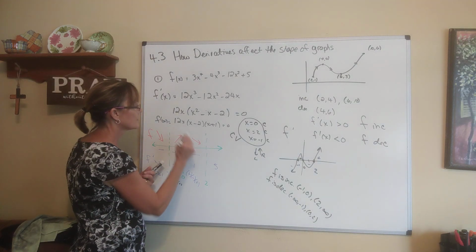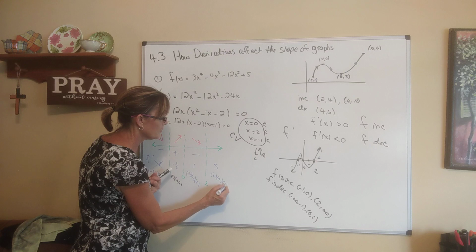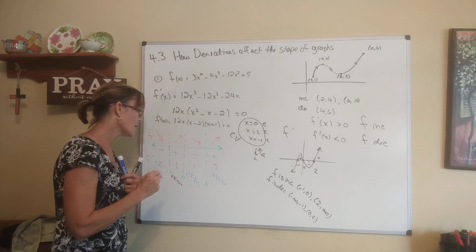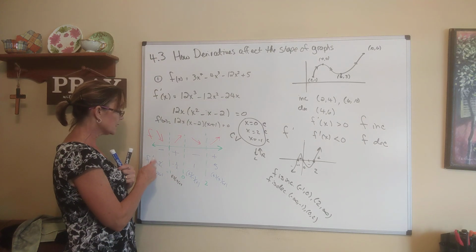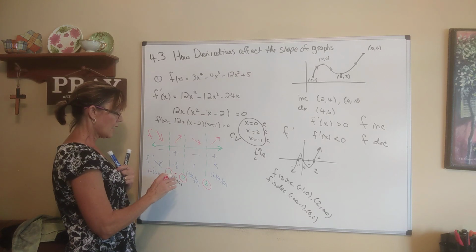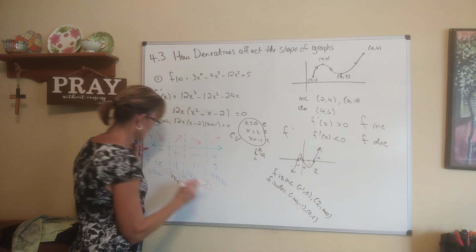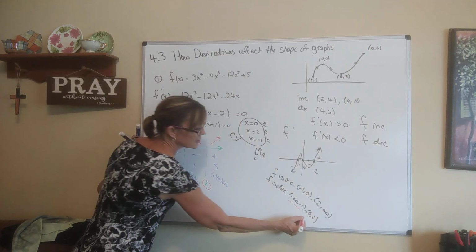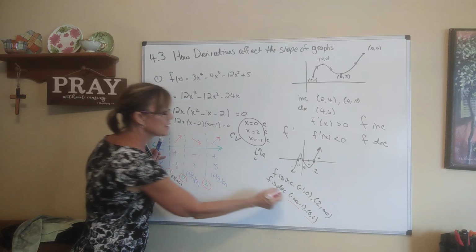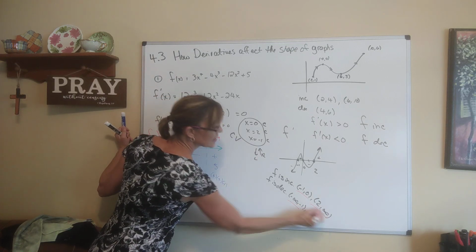How about 5? 12 times 5 is positive. 5 minus 2, positive. 5 plus 1, positive. This is a positive. This is increasing right here. All right, so what did we discover? Remember, this is -1 and this is 0 and this is 2. From negative infinity to -1, the function is decreasing, like this. And from 0 to 2, the function is decreasing, like this. And from -1 to 0, the function is increasing. And from 2 to infinity, the function is increasing.